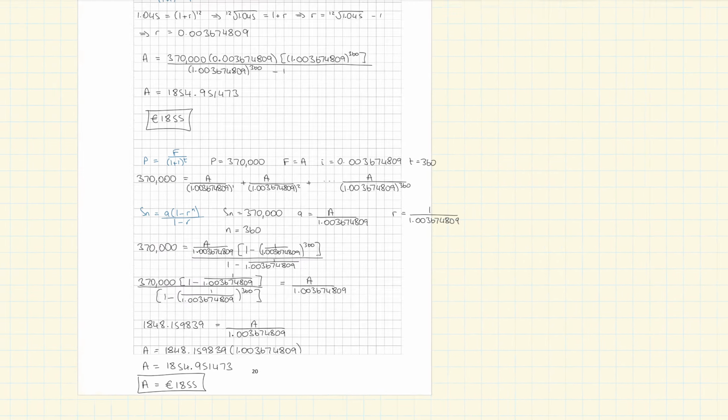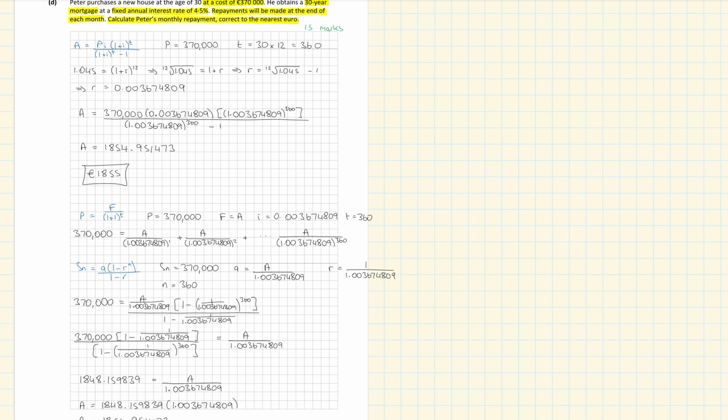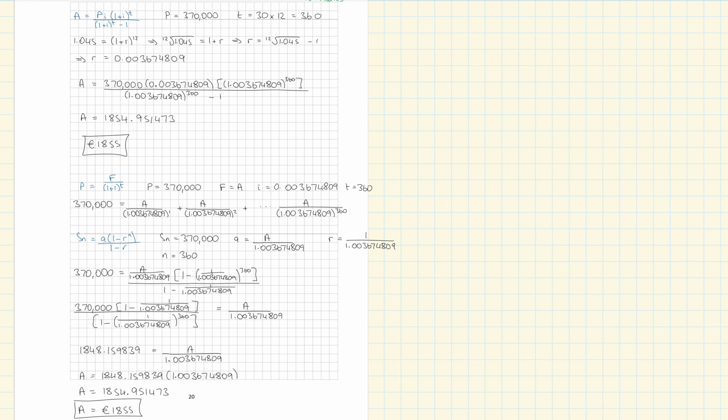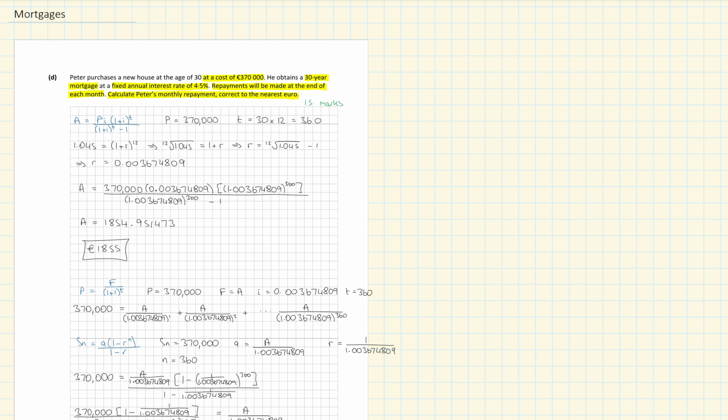So just in terms of the two processes, slightly different, and definitely setting up your geometric series is more complex and longer, and probably a bigger potential risk of mistake in there. So if it's ever a choice between the two, always use the amortisation formula. Okay, so that's us done for a mortgages question.